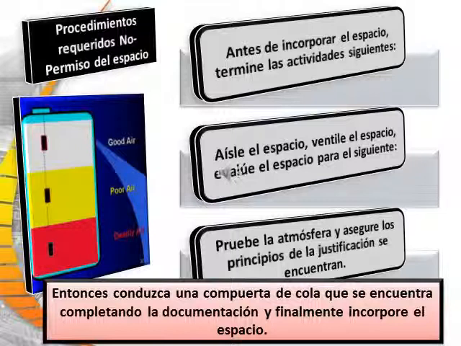Before entering the space, complete the following activities: isolate the space, ventilate the space, evaluate the space by testing the atmosphere and assuring the justification principles are met, then conduct a tailboard meeting and fill out the documentation, and of course finally enter the space.